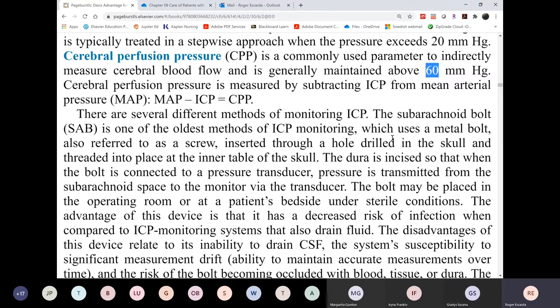What is the formula for MAP? How do we get mean arterial pressure? MAP minus ICP is equal to CPP. No, I mean the MAP, the mean arterial pressure. How do we calculate that? CPP plus ICP is equal to MAP. No, just the MAP.